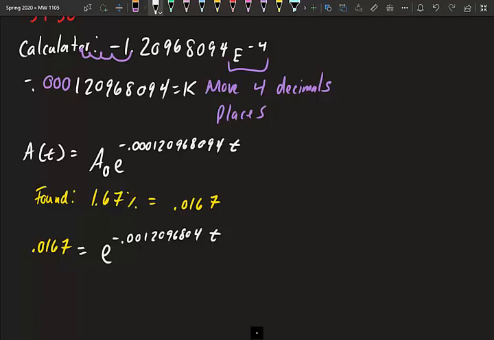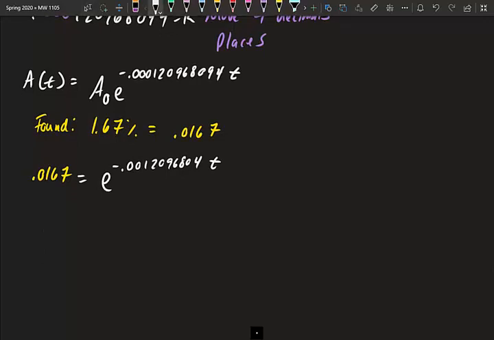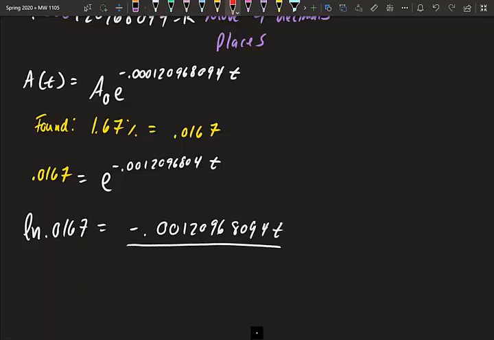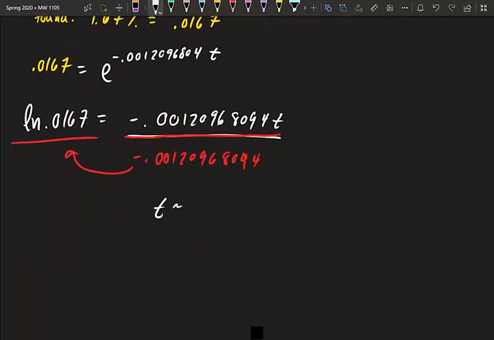Since there's nothing in front of e, we can switch this to ln. We have ln 0.0167 equals negative 0.000120968094 t. We're going to divide by our decimal. I'm just going to do that, I'm not going to rewrite it. And when we do, we get time is approximately, my bad, there's supposed to be 3 zeros.